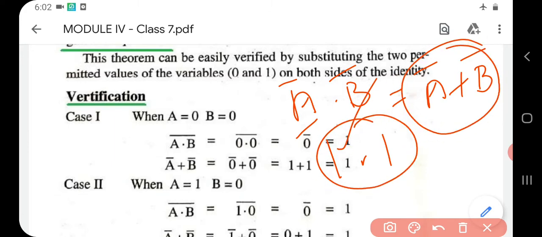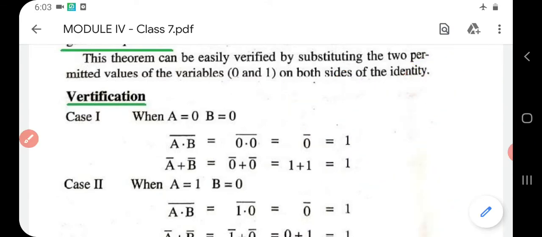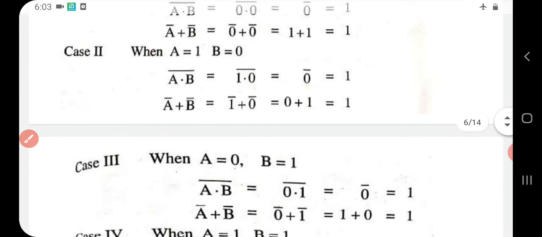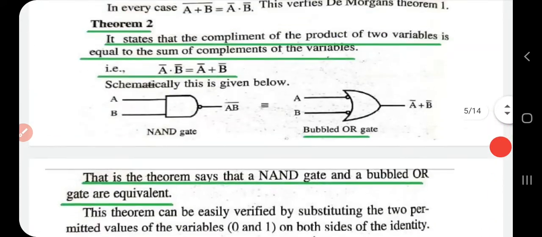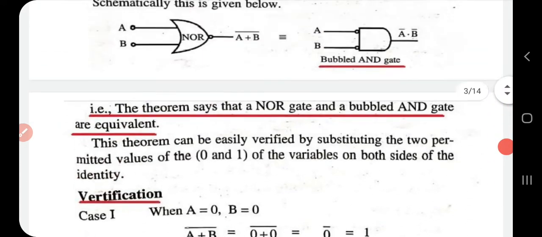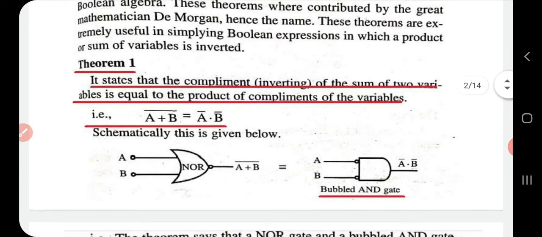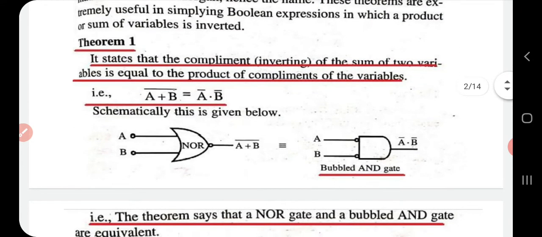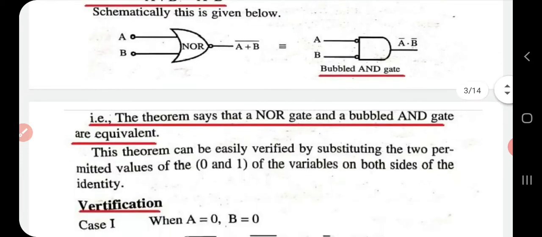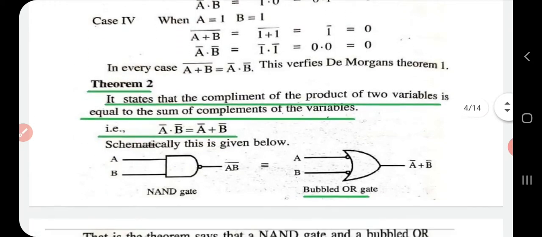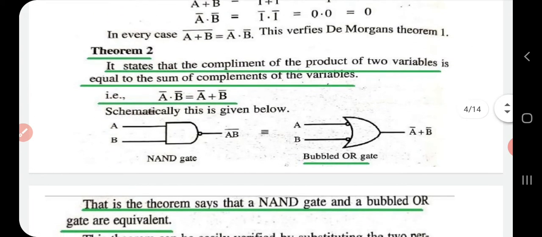Again what about RHS? A is 0, so 0 bar will be 1, plus again b is 0, 0 bar will be 1. 1 plus 1 is again 1. So LHS equal to RHS. So this is proved. Okay. So this is how it is said. So compare these two theorems and study very well. Theorem 1: a plus b the whole bar equal to a bar dot b bar, and theorem 2: a dot b the whole bar equal to a bar plus b bar.